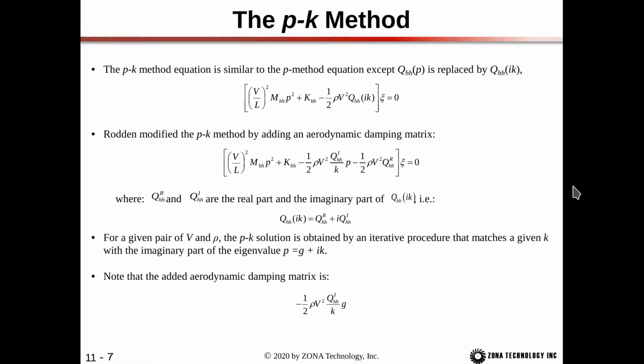Now, for a given pair of V and rho, the PK solution is obtained by an iterative procedure that matches a given k with the imaginary part of the eigenvalue p equals g plus ik. And note that the added aerodynamic damping matrix is this term here, minus 1/2 rho V squared QHHI over k times g. This term is embedded in this term here.